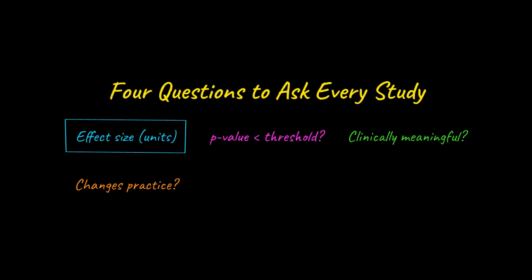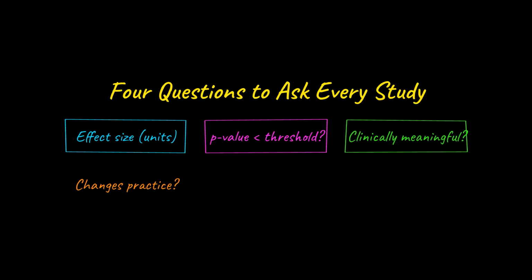A disciplined reviewer always asks 4 things. How large is the effect in interpretable units? Is the p-value small enough to rule out chance? Does the magnitude exceed the clinical threshold? And does it change a treatment decision? Only when all 4 answers are affirmative should a finding drive practice change.